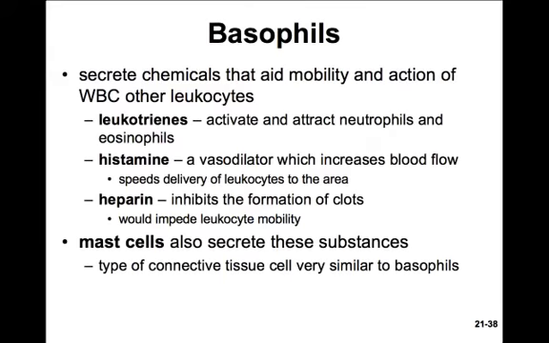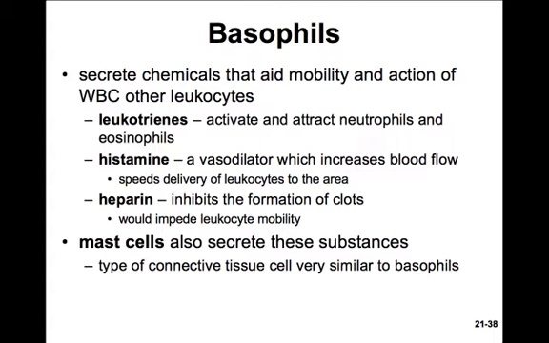So basophils actually call other leukocytes to the site of pathogen infection. They do this in a few different ways. First of all, they secrete leukotrienes that activate and attract the neutrophils and eosinophils to the site. Second of all, they secrete histamine. Histamine is a vasodilator, which increases blood flow, and thus it speeds the delivery of leukocytes to the area because there's an increase in the blood flow.